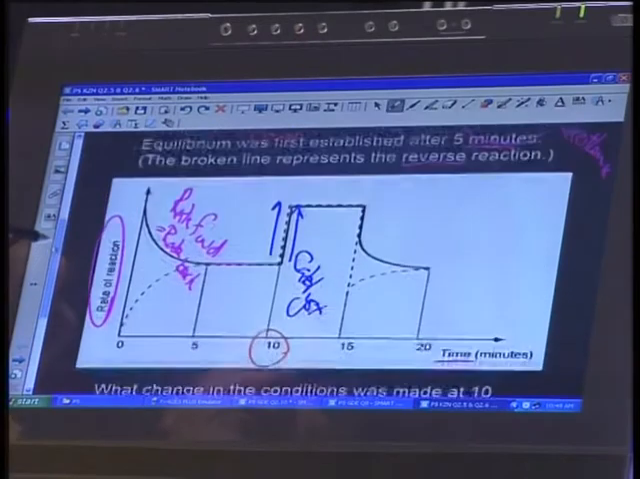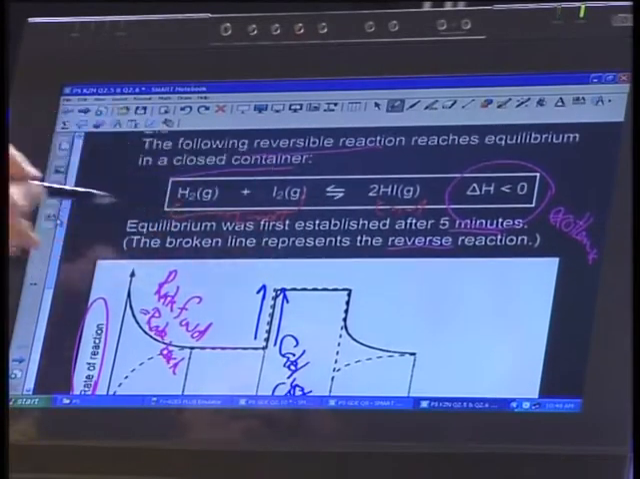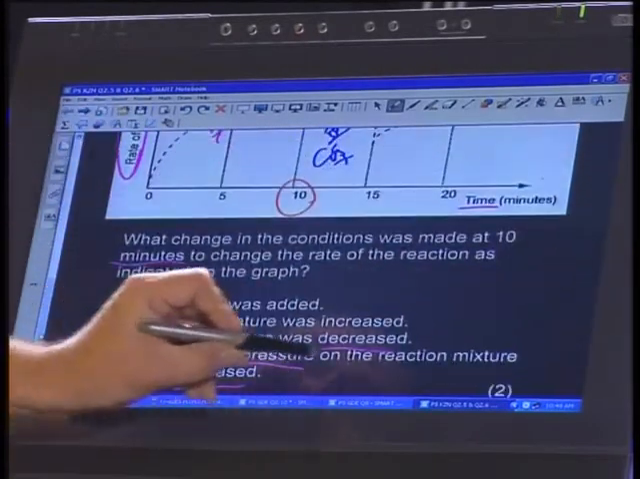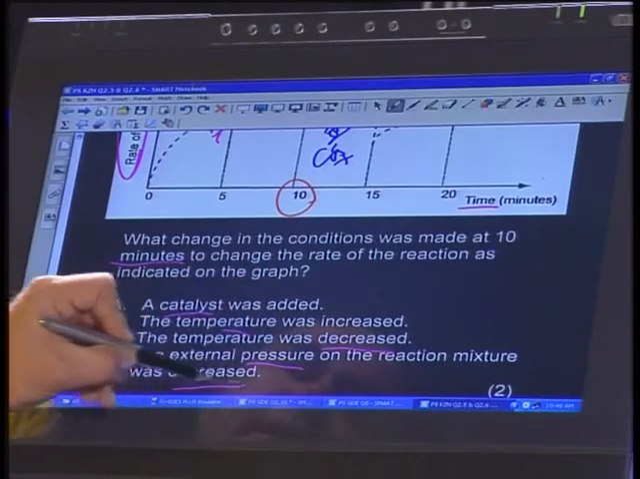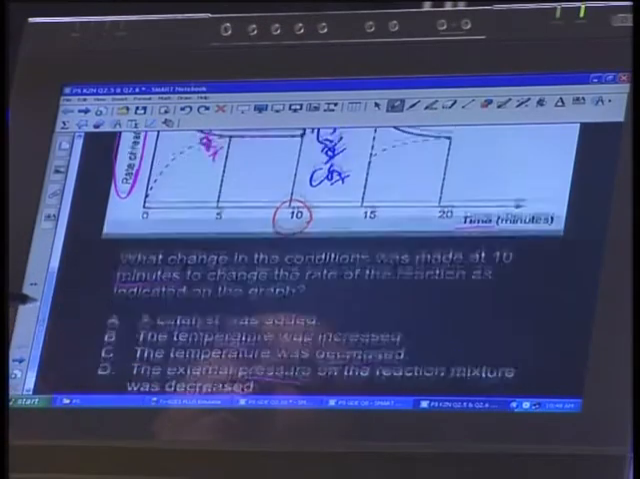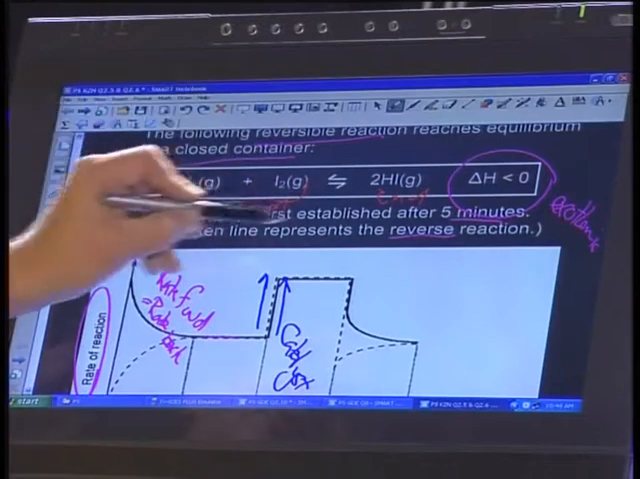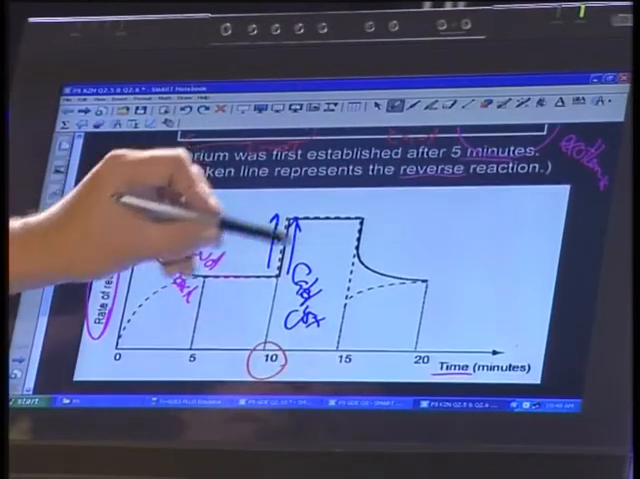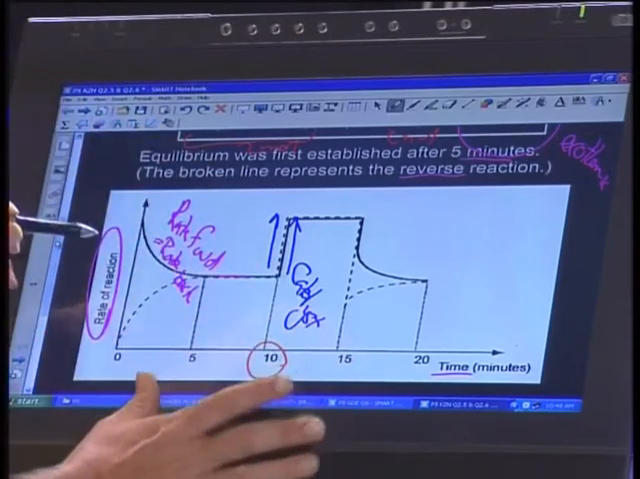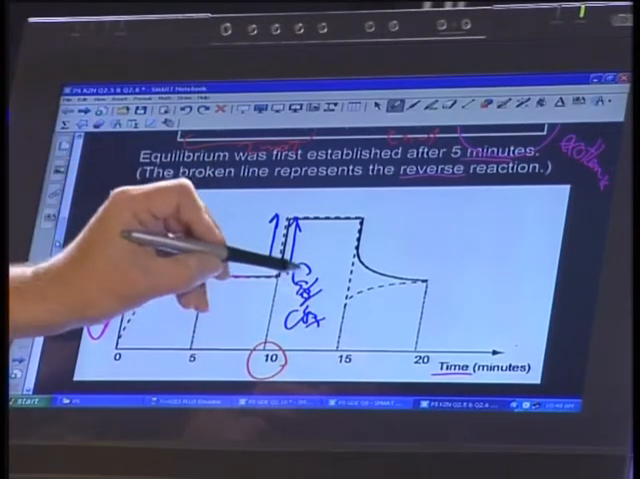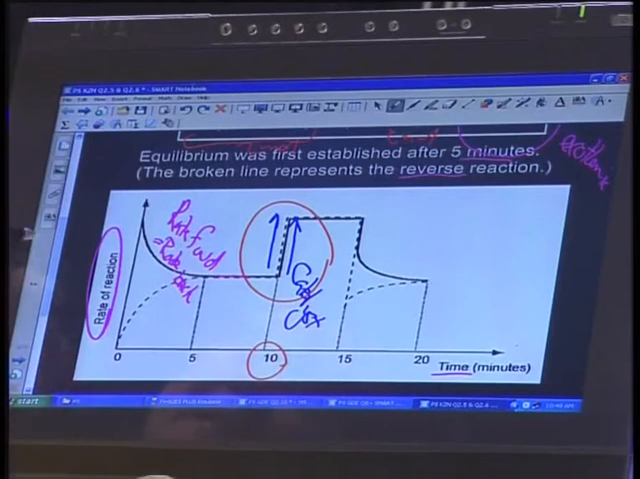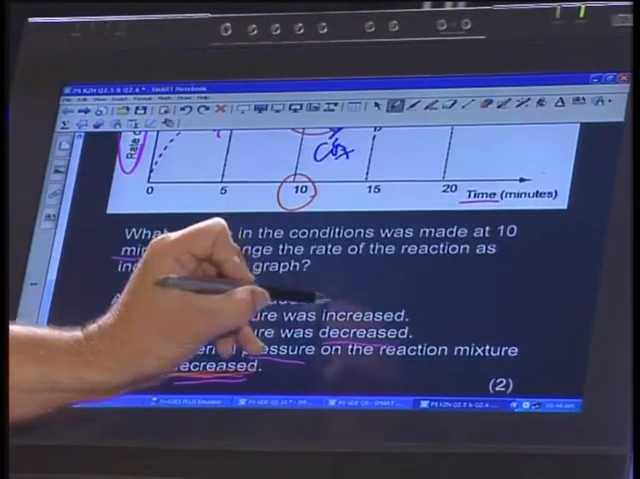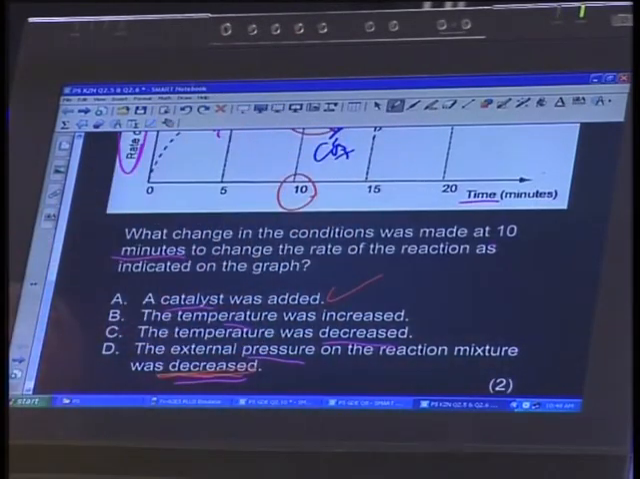No, decreasing will actually slow it down. So it can't be pressure. If it was increased, maybe it would increase but it was decreased. So it can't be pressure. So we recognize 2 moles to 2 moles, not going to cause a shift. Increasing the pressure might have increased but it's not an increase, it's a decrease in pressure. So the only one that we're left with is a catalyst. So for this question, the answer was A.